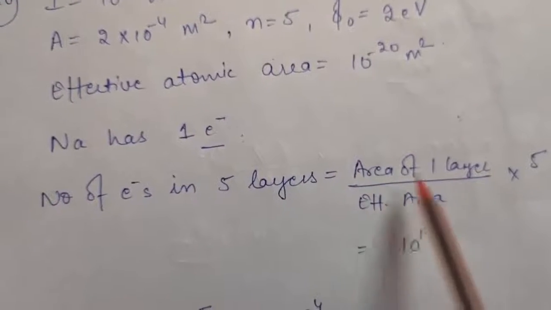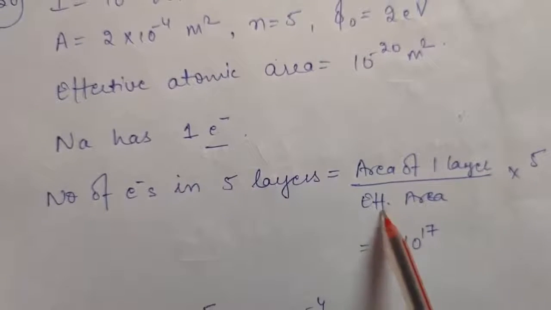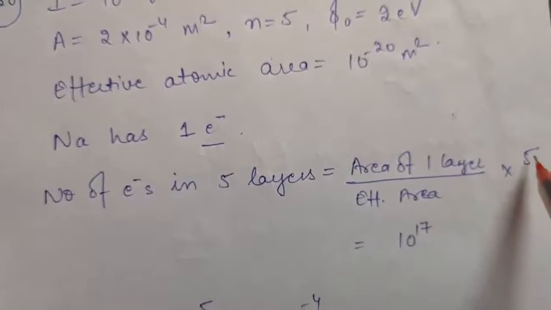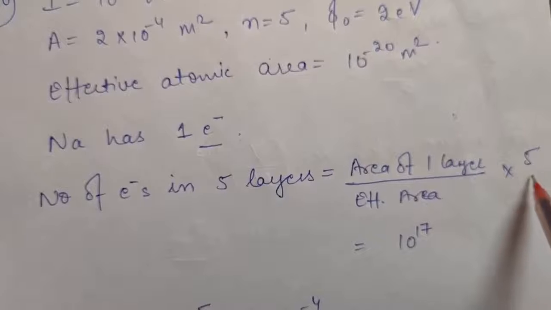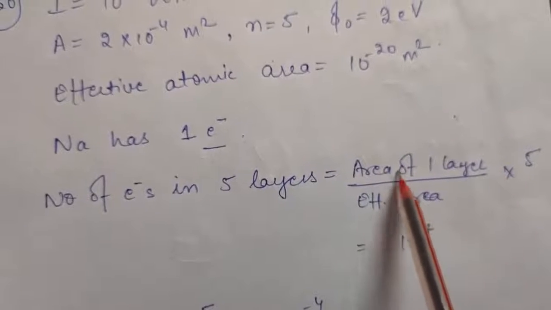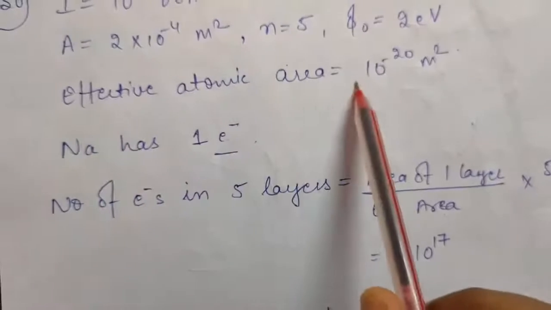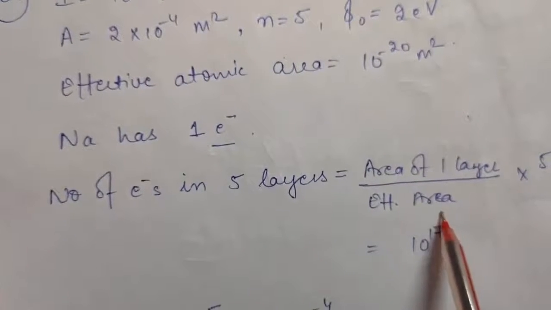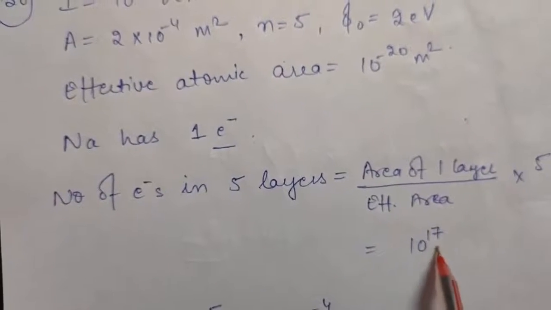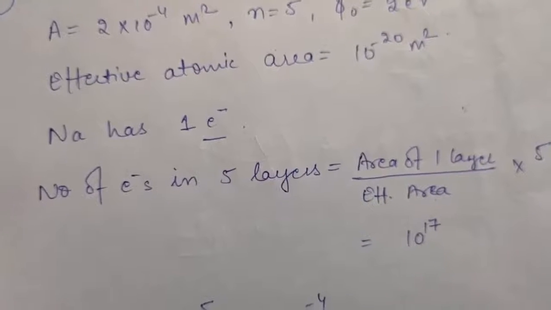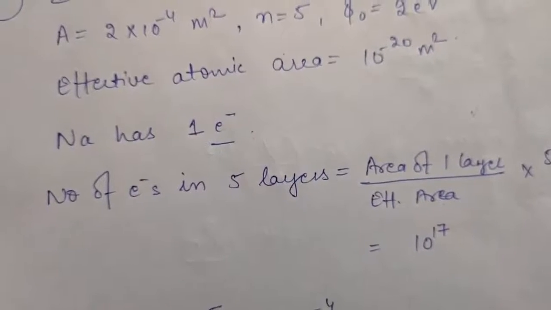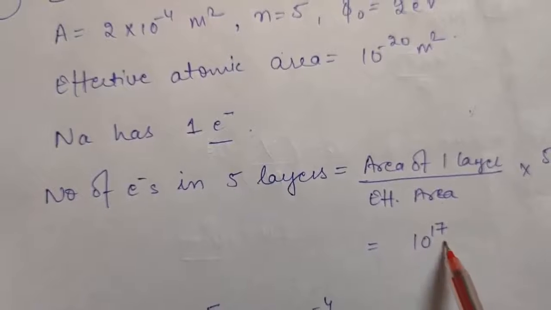We have to take the area of one layer upon the effective atomic area, multiplied by 5, because we have 5 layers, right? Now all these things are given in the question. See, the area of one layer is this and the effective atomic area is this. So when you solve it, the answer comes to be 10 to the power 17. That means the total number of electrons in the 5 sodium layers is 10 to the power 17.